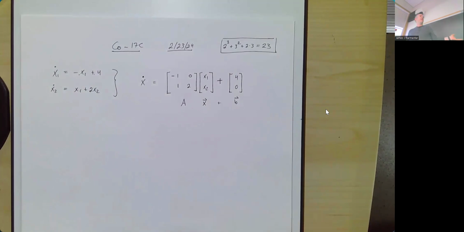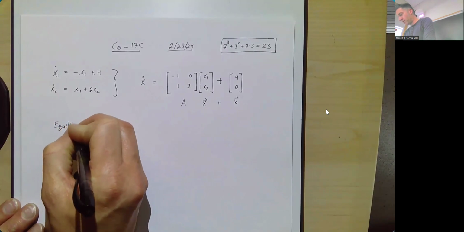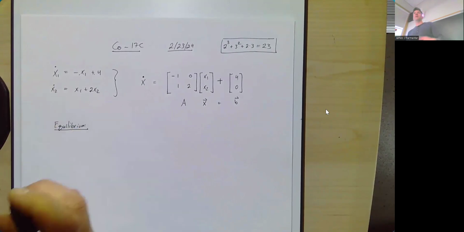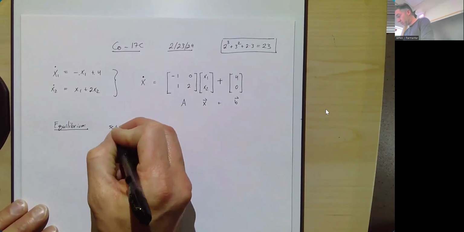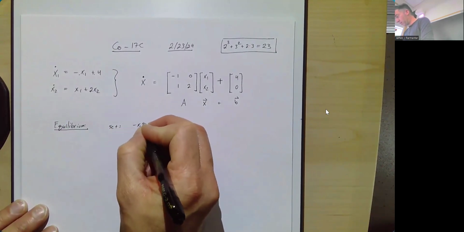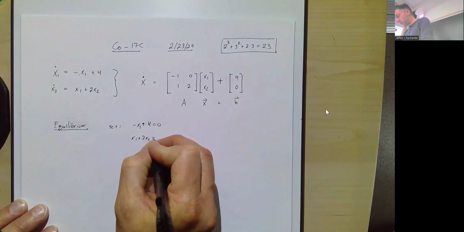And so when we solve a system like this, I might be presenting it slightly differently than he has, but the process is still pretty much the same. We're going to find the equilibrium. As far as a conceptual thing, how you find the equilibrium is super straightforward. You're just finding where each derivative is equal to 0. You're finding where things aren't changing. So to find the equilibrium, we're just setting negative x1 plus 4 equal to 0 and x1 plus 2x2 equal to 0.